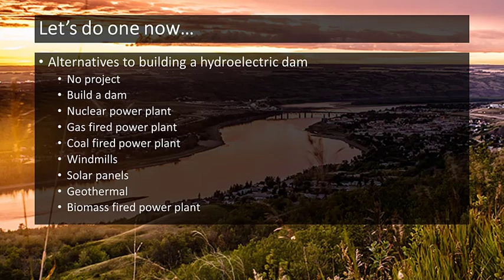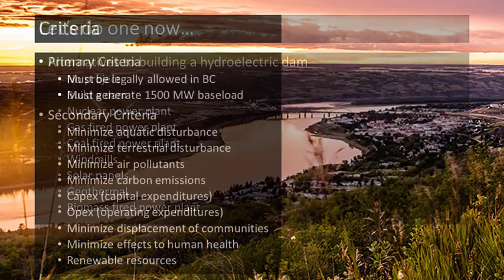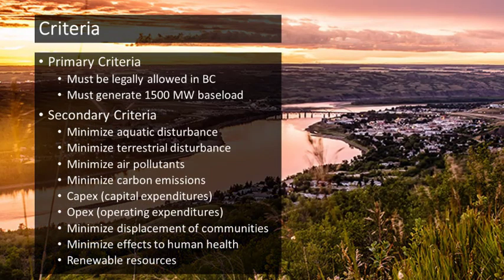We know there's lots of other things we can do: nuclear, gas-fired, coal-fired, windmills, solar panels, geothermal, biomass-fired. All of these are available technologies. We can't decide which one we really want to build. Or they might come to you and say, we want to build a dam. Can you make sure that we haven't missed any other good option?